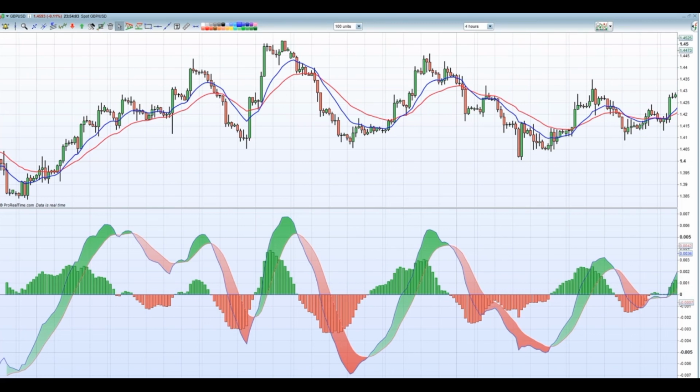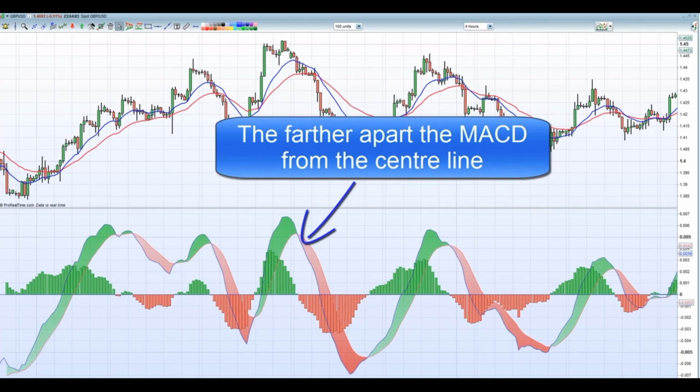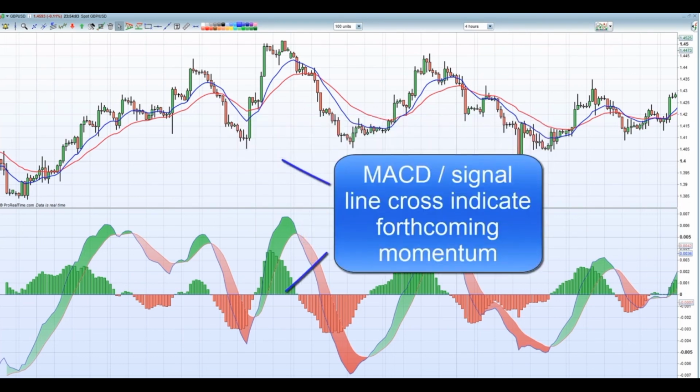The signal line, here in red, is a moving average of the MACD values themselves. Typical values for the MACD are 26 and 12 exponential moving averages and 9 for the signal line. The farther apart the moving average is, and the greater the momentum, the farther away the MACD will be from the center line.